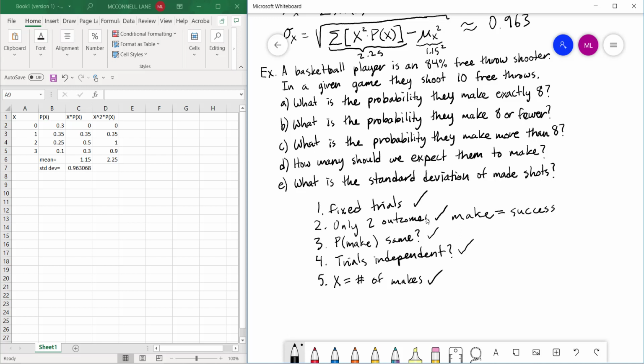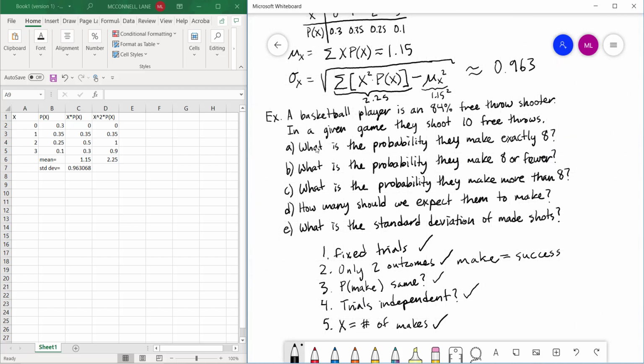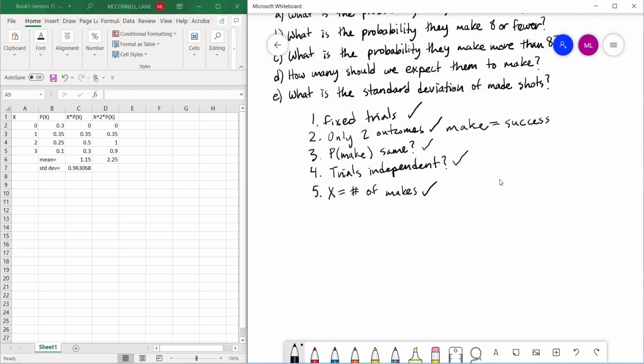Okay, so after all of that discussion, let's get back to how to actually do this problem in Excel. So we've decided that this is a binomial distribution. We're going to be able to use the tools of a binomial distribution to answer the questions. What is the probability that they make exactly 8 of their shots? So what we need to think of are the 3 different pieces of information that are required when we have a binomial distribution, which this is.